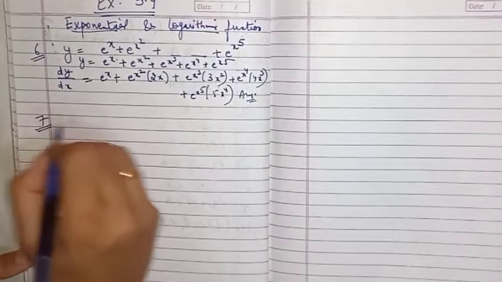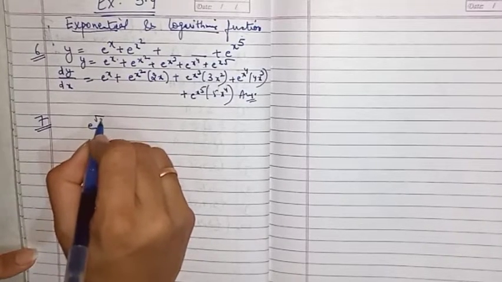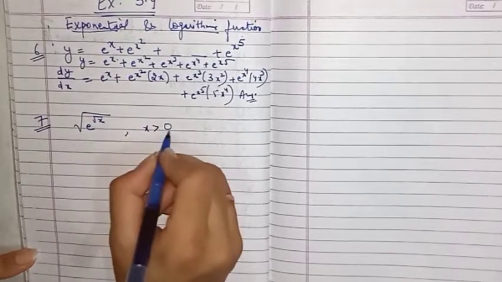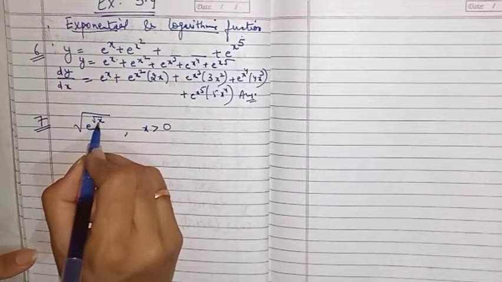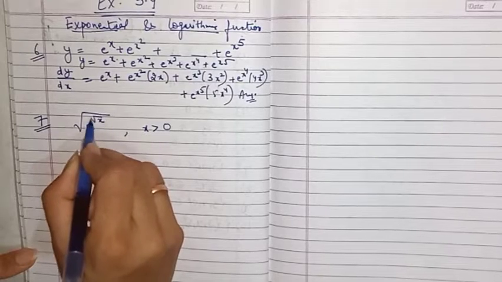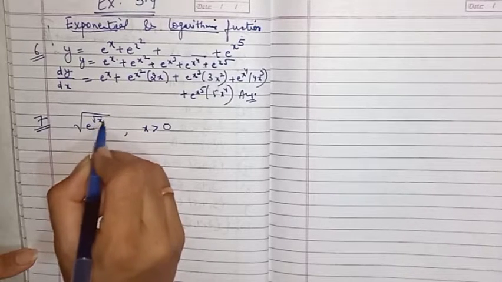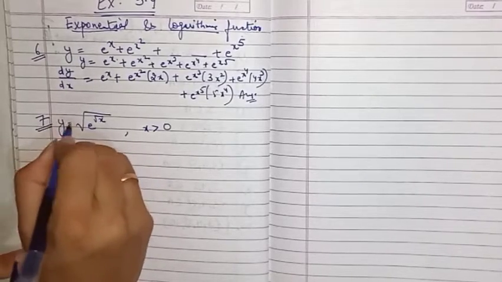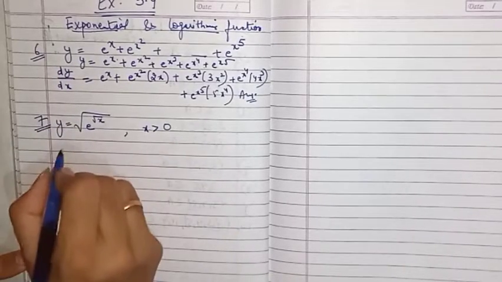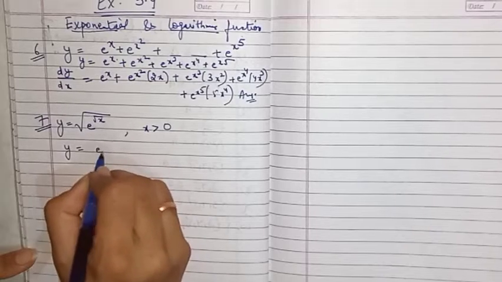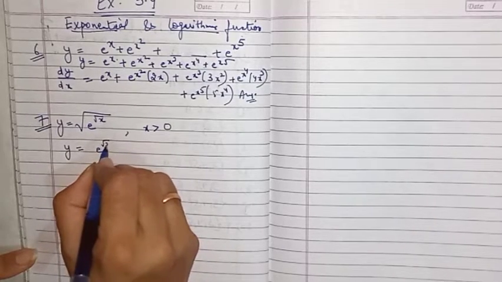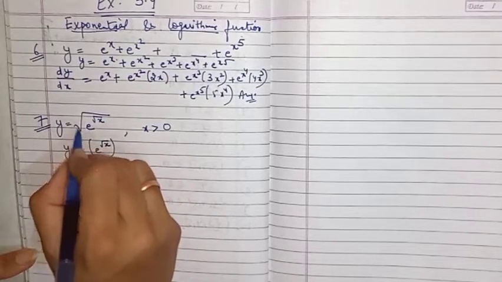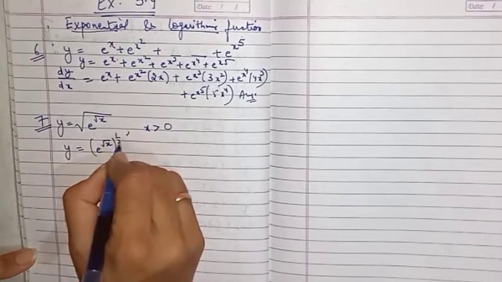Question number 7. E power root x, where x is positive. Why is x positive? Because if x is not positive, then this will become an imaginary number, and we are not dealing with any imaginary number here. That's why it is given that x is positive. I can write e power root x into bracket, and I am going to write this root as power 1 by 2.